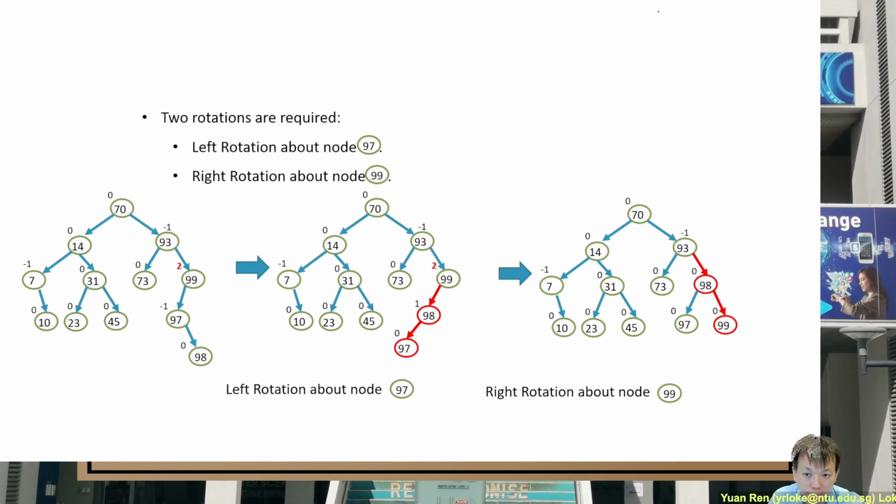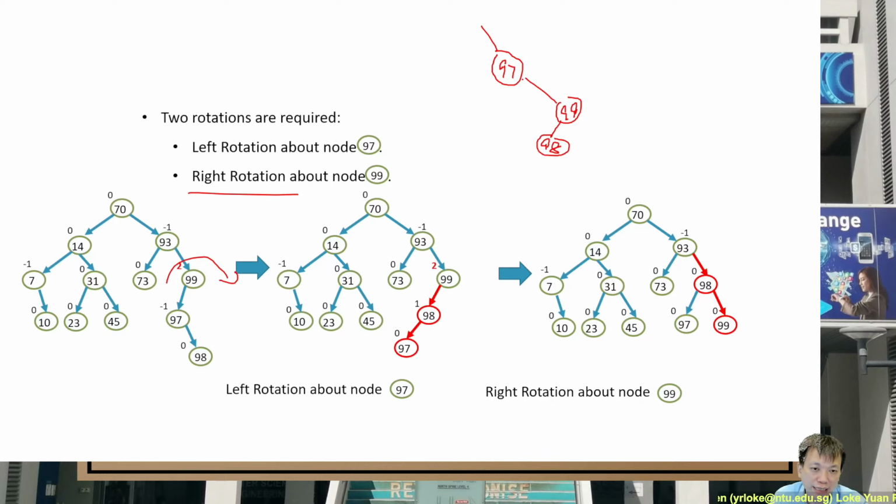If you don't do this, maybe someone will think, why not just simply do the right rotation? If you only do the right rotation, in this case, you will bring the 97 up, then 99 will be here. 98, whatever is here, you will pass to 99 as its left child. If you just do the right rotation about node 99, this will be the result.